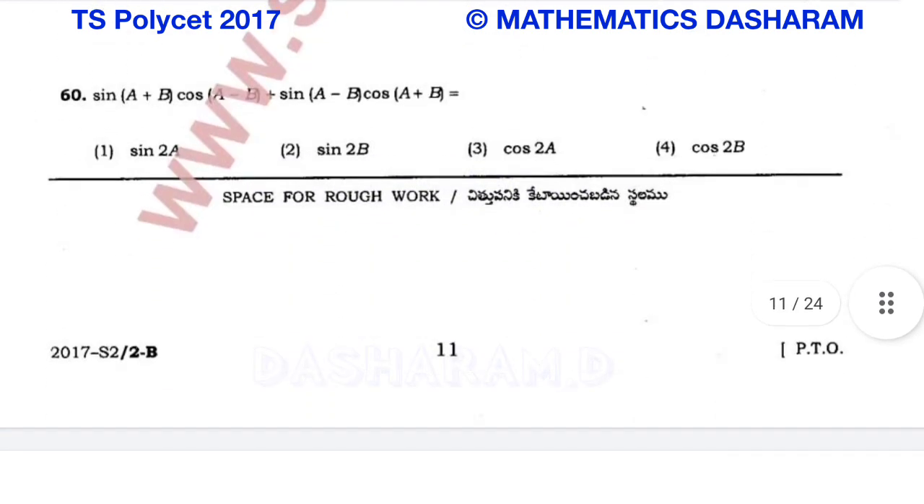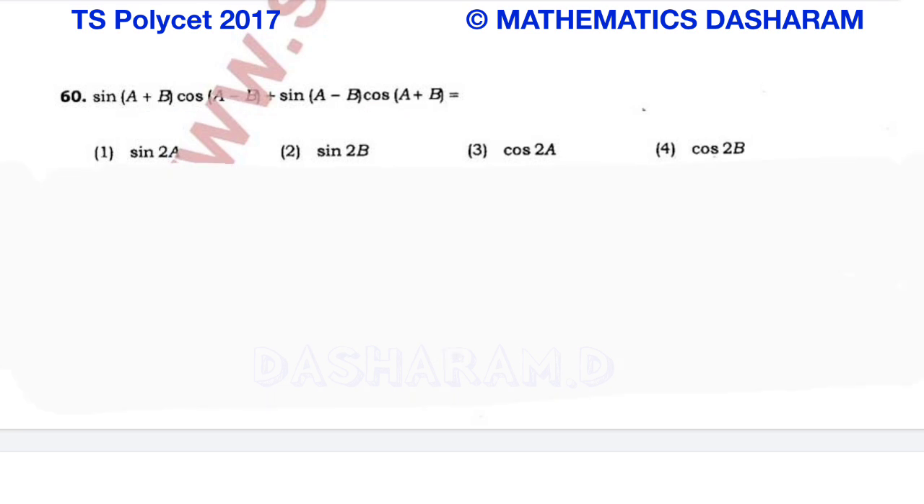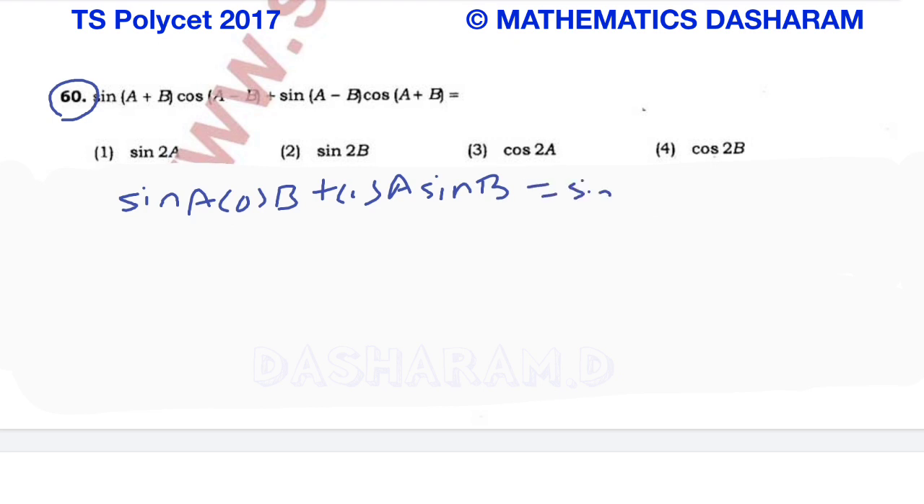Next, question number 60. Sin(a plus b) into cos(a minus b) plus sin(a minus b) into cos(a plus b) equals. So it is an intermediate question. In intermediate, we use the formula, that is sin a cos b plus cos a sin b equals sin(a plus b). This is the formula.